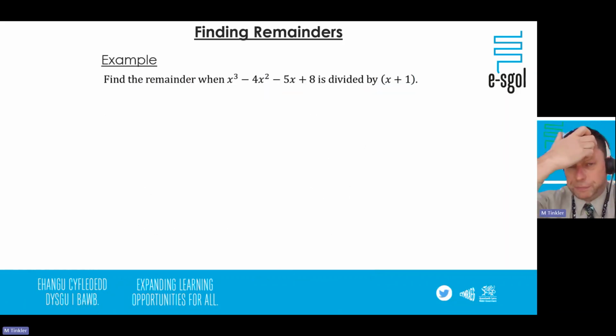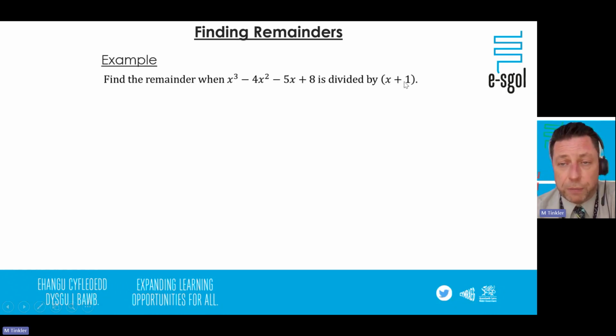Finding remainders. This is pretty much the same idea as we've just done. Find the remainder when divided by x plus 1. Now, there are lots of different methods for this. I did long division, the big bus shelter, when I was in school. I know some teachers still teach it that way, and I'm not saying any method's better than the others. It's just I don't do that when I find it easy.